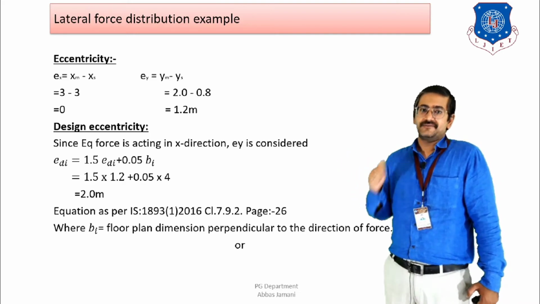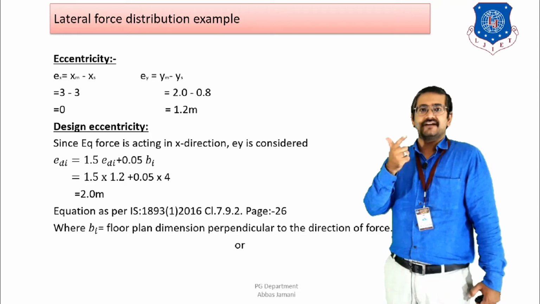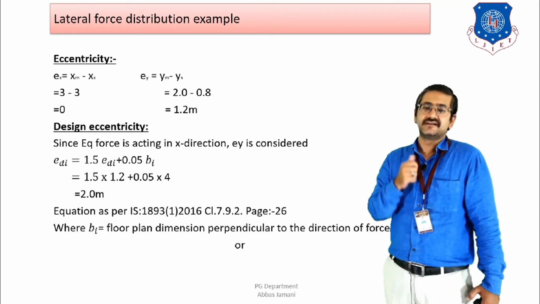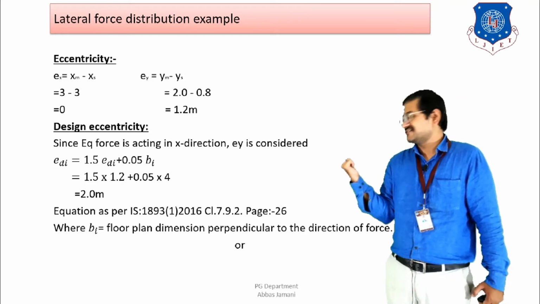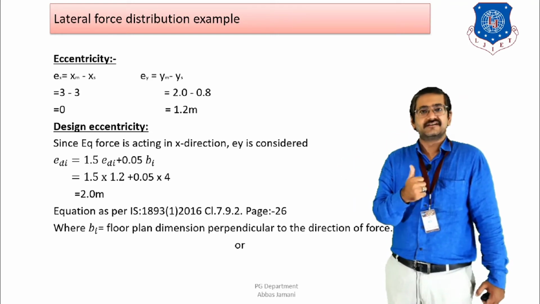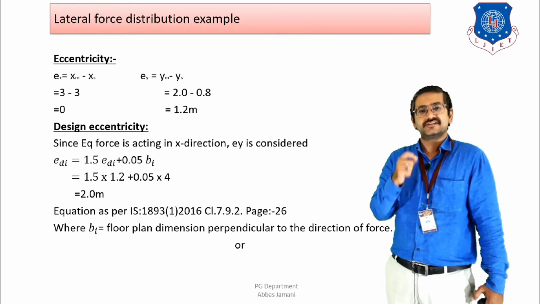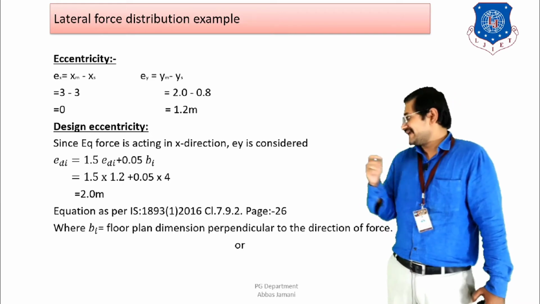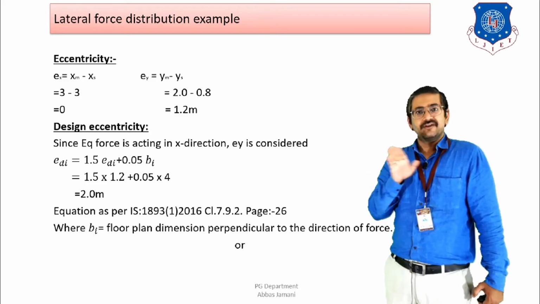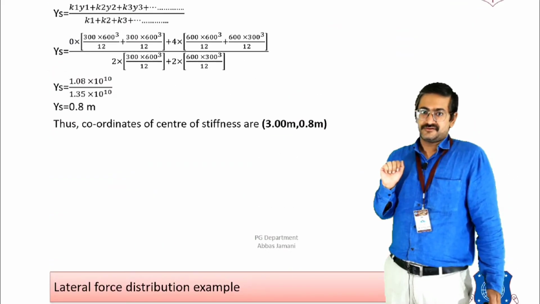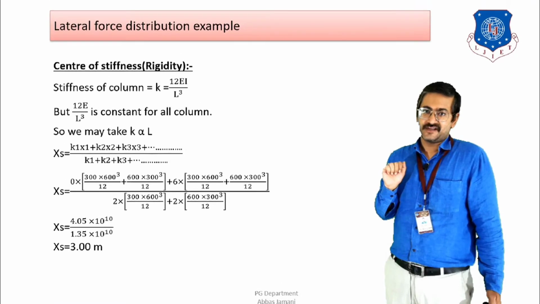Right? Because the eccentricity that we have calculated above is known as the static eccentricity. Based on the static eccentricity value, you have to calculate the design eccentricity, which is given by EDI. And EDI is equal to 1.5 ESI plus 0.05 BI, where BI is the floor plan dimension perpendicular to the application of force. So let us go back to the figure to understand this particular term BI.